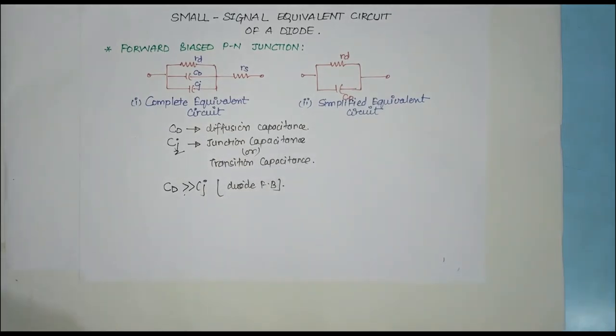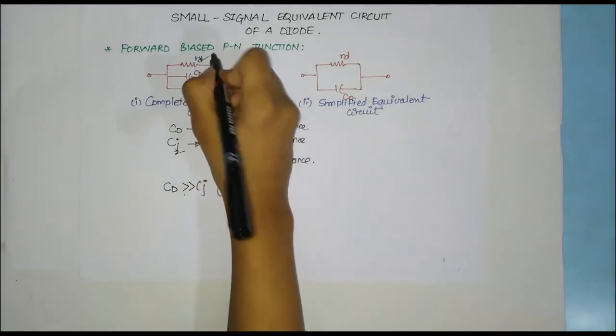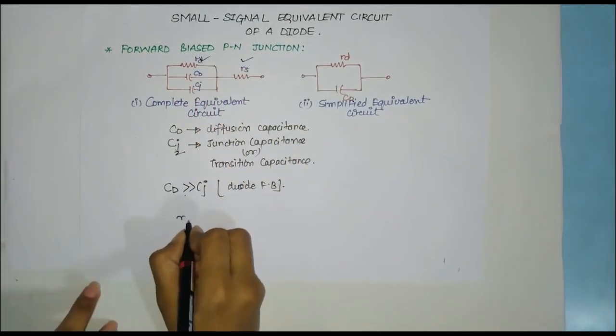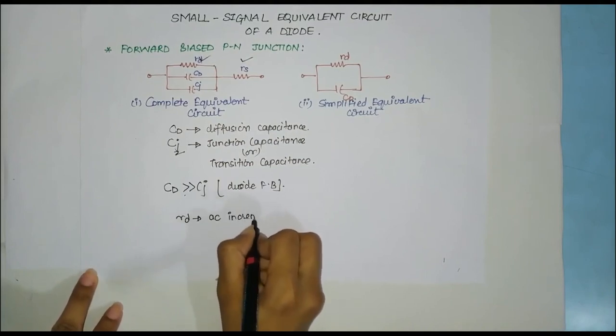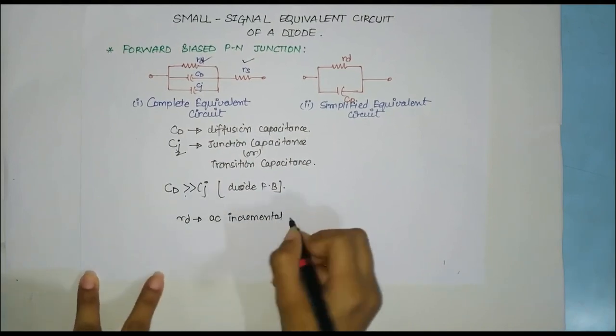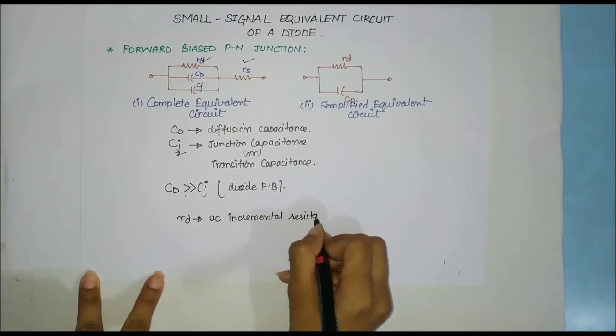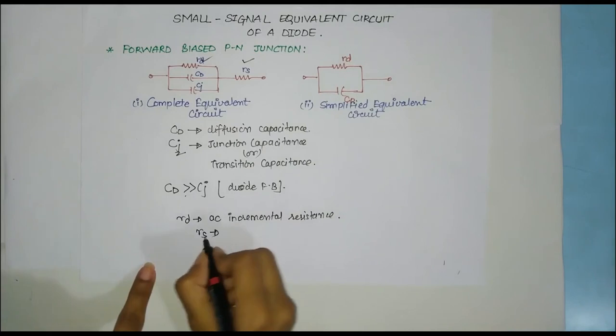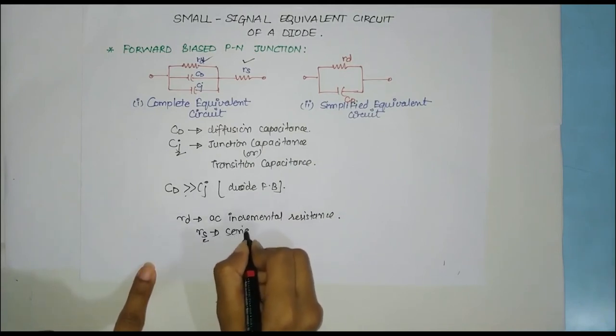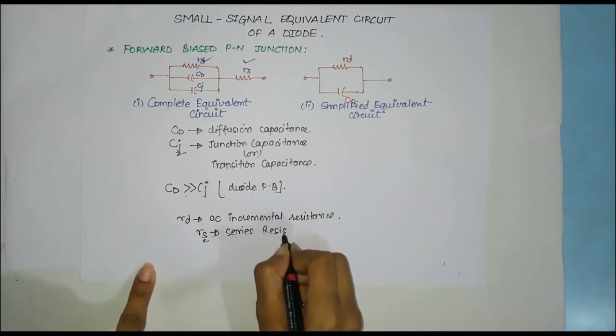Now what do you mean by RD and what do you mean by RS? We say that RD represents the AC incremental resistance. It is the incremental resistance. And what do you mean by RS? RS is called the series resistance, by its name.